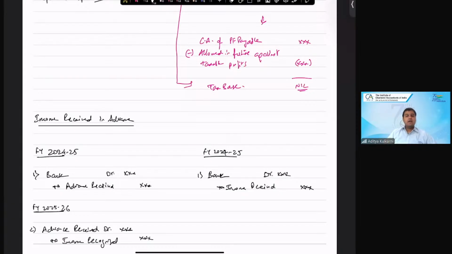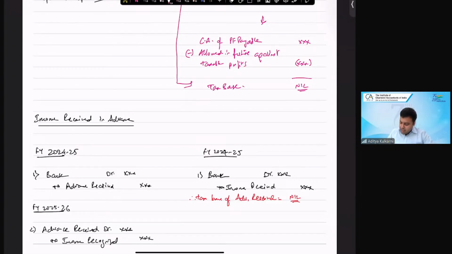Bolo? Yes, sir. So, when I am recording this income received, can I say that, therefore, tax base of advance received equals 0? Can I say this? Because there is no liability which got created in my tax balance sheet. Yes or no? Yes, sir.